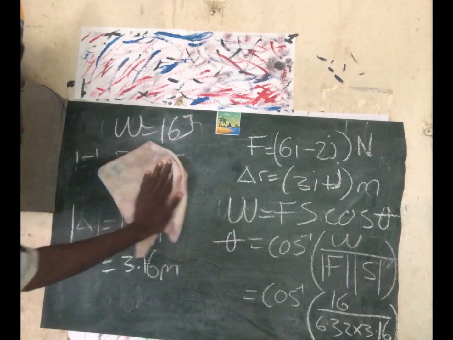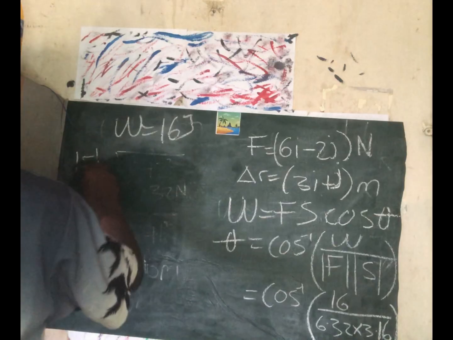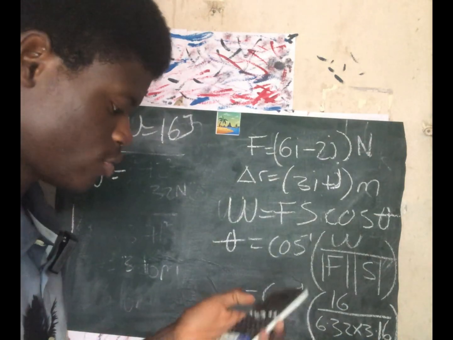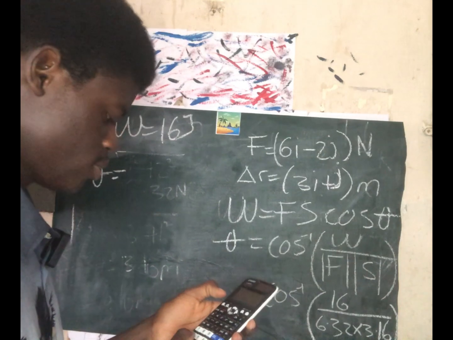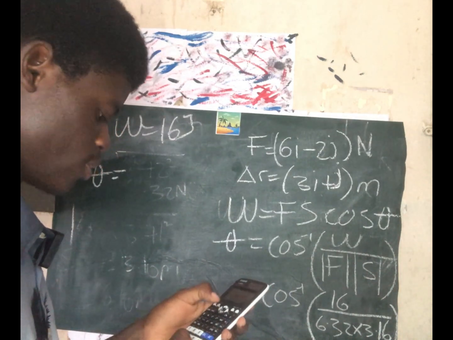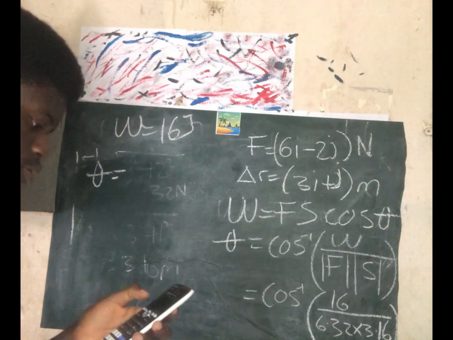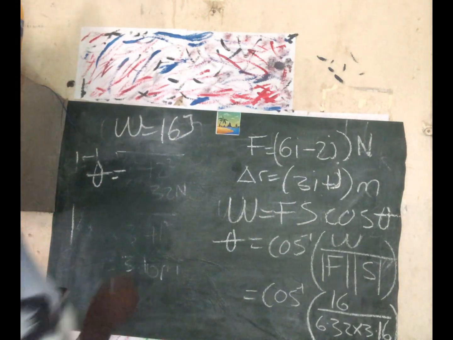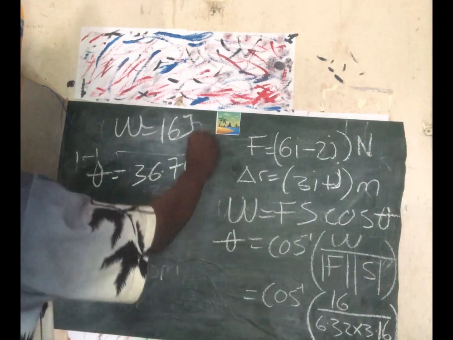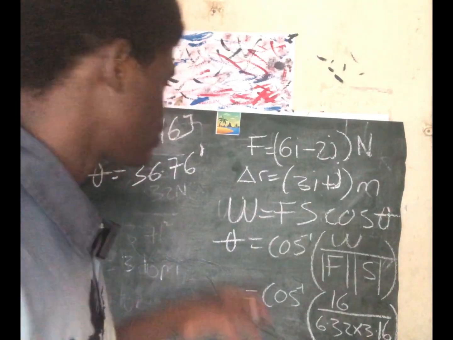So the angle between F and the displacement will then be, let's do that as 6.32 times 3. So that will be 36.76 degrees. So that's the angle between them. The angle between them will be 36.76.